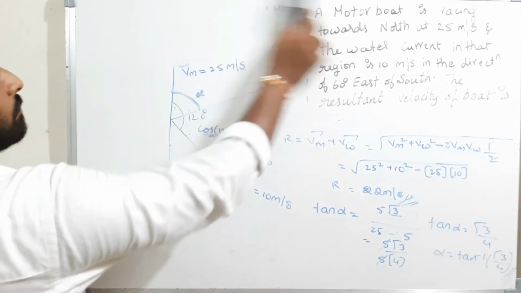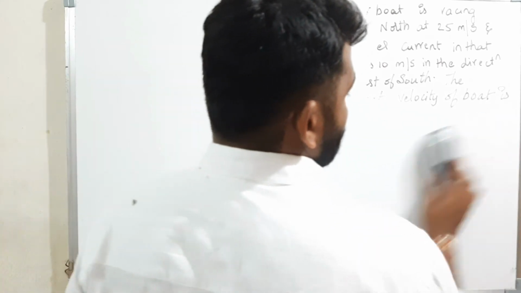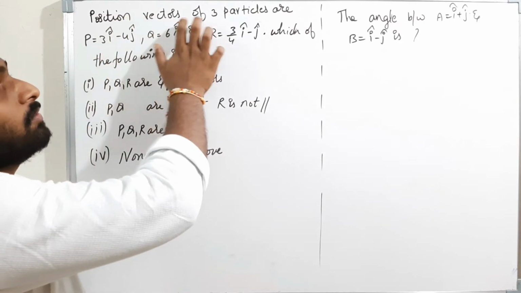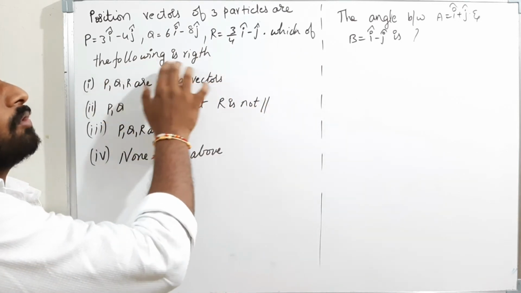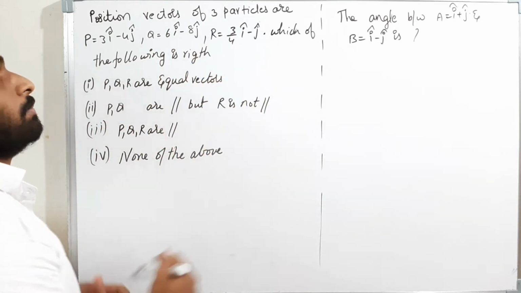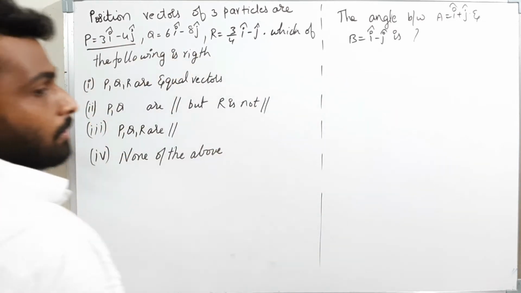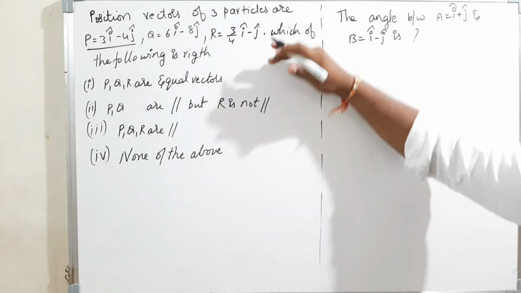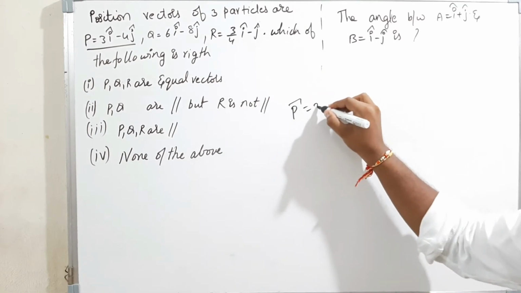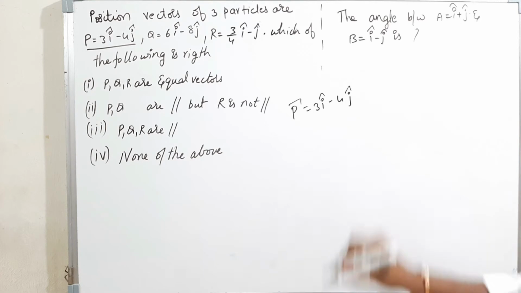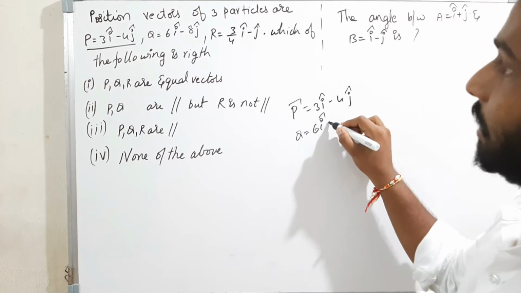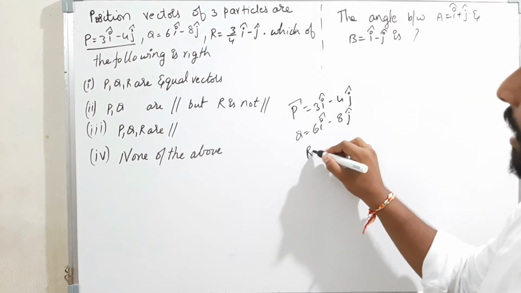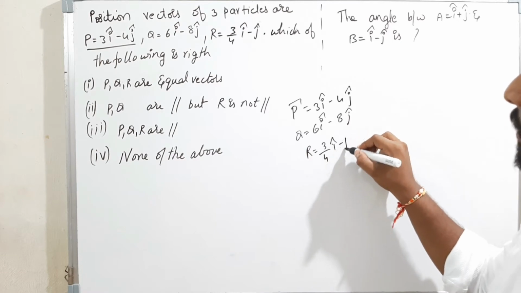Okay, now see here. See this question. The position vectors of three particles are P, Q and R, and you have to find which of the following is correct. Now see here. P is given. P bar is equal to 3i cap minus 4j cap. Well and good. Now what is Q? Q they gave us 6i cap minus 8j cap. And R they gave us 3 by 4 i cap minus j cap.